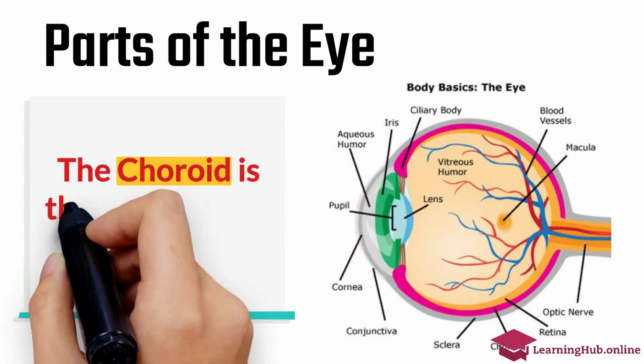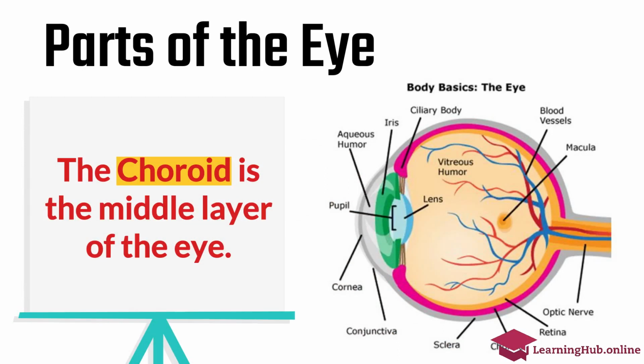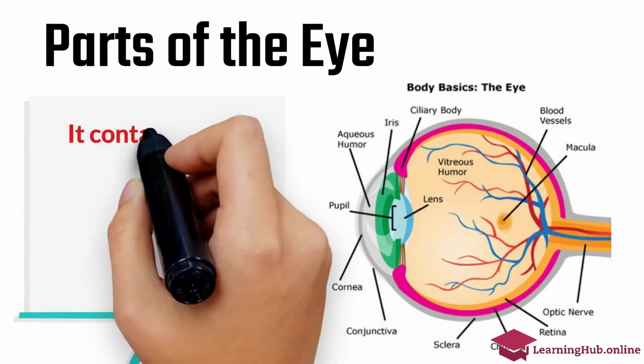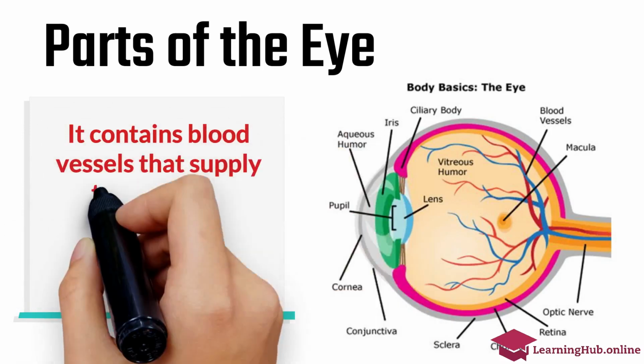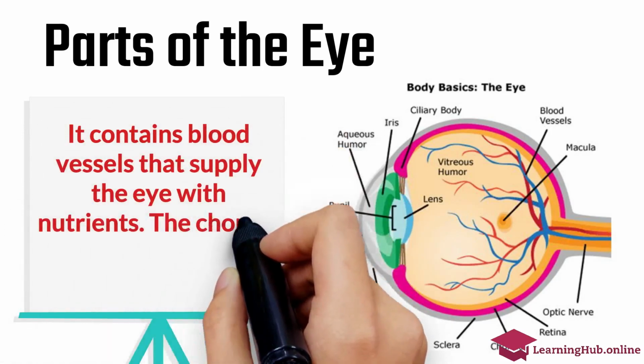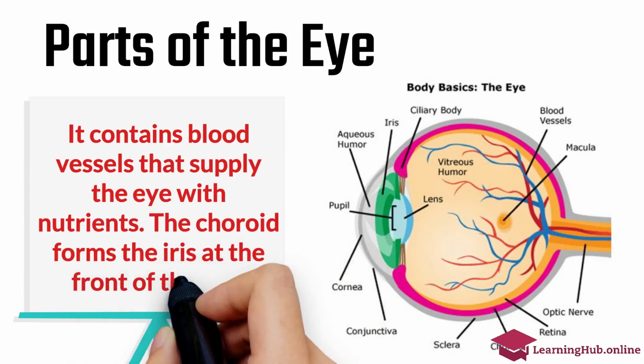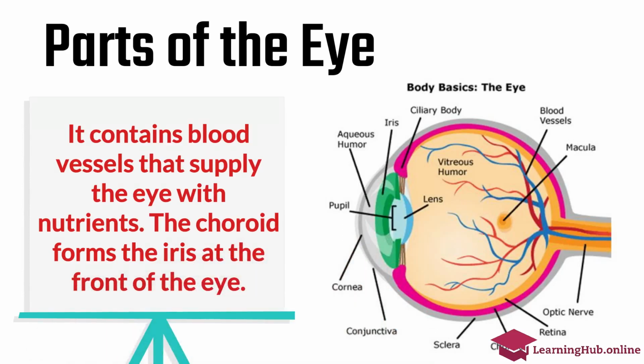The choroid is the middle layer of the eye. It contains blood vessels that supply the eye with nutrients. The choroid forms the iris at the front of the eye.